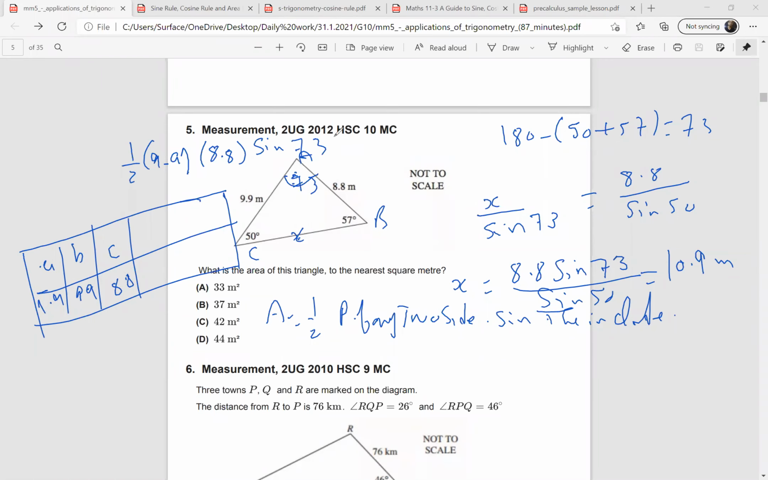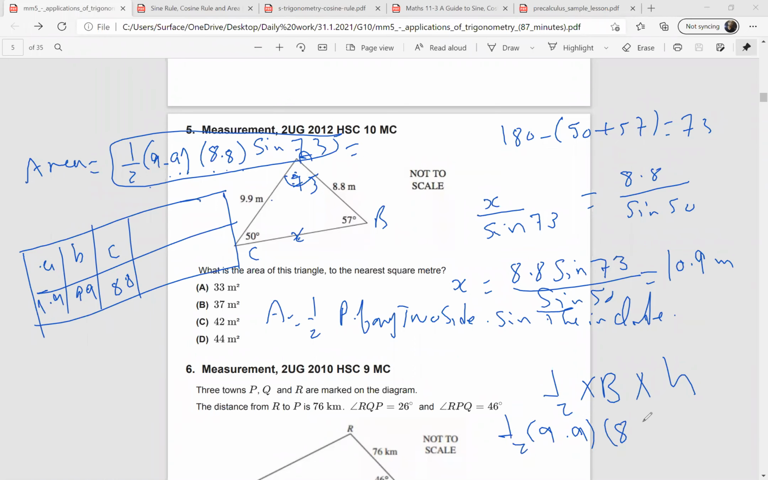Okay, and we can use it from the beginning by using this rule: half the product of any two sides sine the included angle. So if you multiply half times 9.9 times 8.8 sine the included angle, you will get the area of the triangle. Instead of half times the base times the height, you can use half times 9.9 times 8.8 sine 73. It's okay. Have you got it?